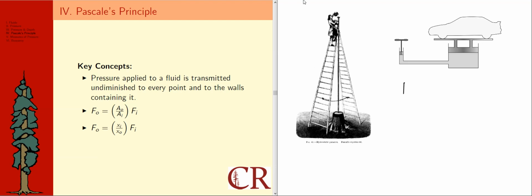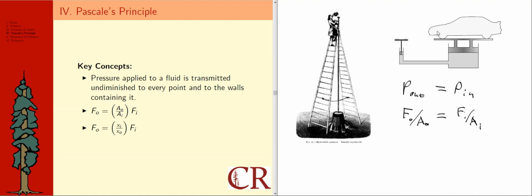Okay. Pressure out should be equal to pressure in, which means that force out divided by area out should be equal to force input divided by area input. And this statement is algebraically equivalent to the second bullet on the key concept slide. If I multiply both sides by area out, I believe this winds up being the same as this one here.